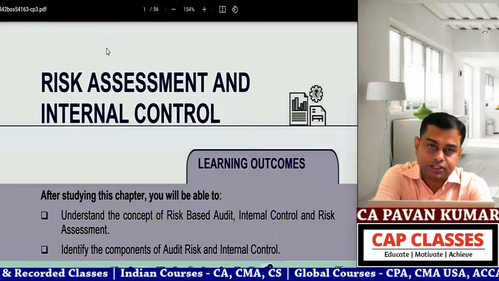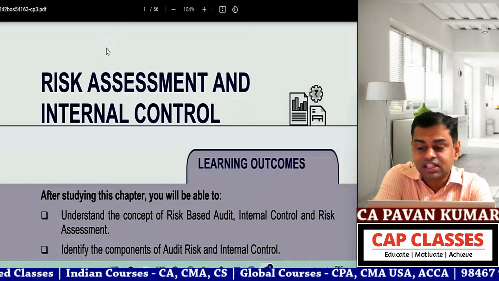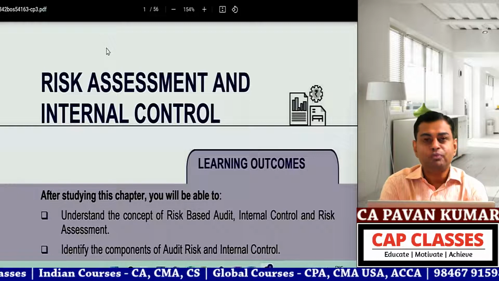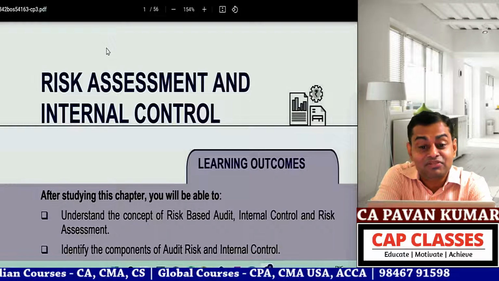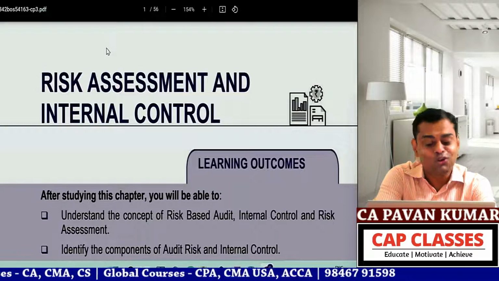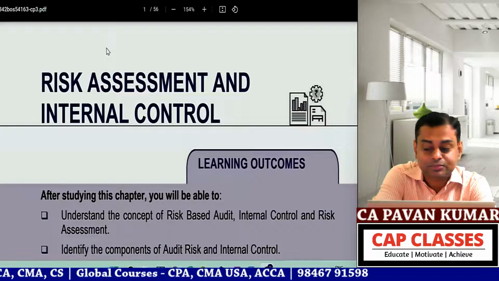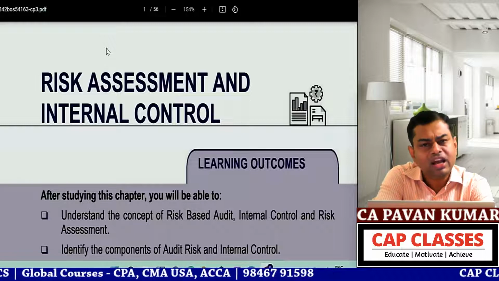One bad news. What is the bad news? In our quick referencer, ICA has prepared one quick referencer, no? In that this chapter is not there. That means we need to read from the original material, 56 pages. But there is one good news. There are actually two good news. One is, you can refer to the CA Intermediate quick referencer where the same chapter is there.